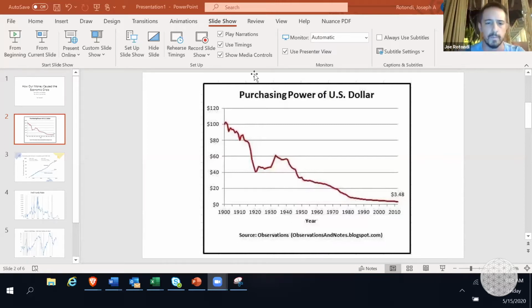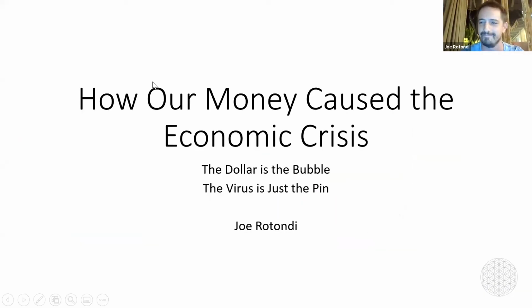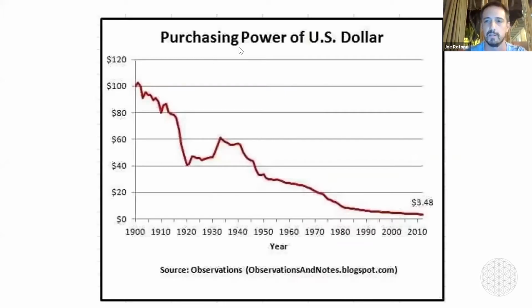Let's go back to the beginning then. All right, there's the beginning. There's my name. How our money caused the economic crisis. So the dollar is the bubble, and the virus is just the pin. We have a gigantic amount of debt due to this dollar losing value, and this is the chart I was just talking about.